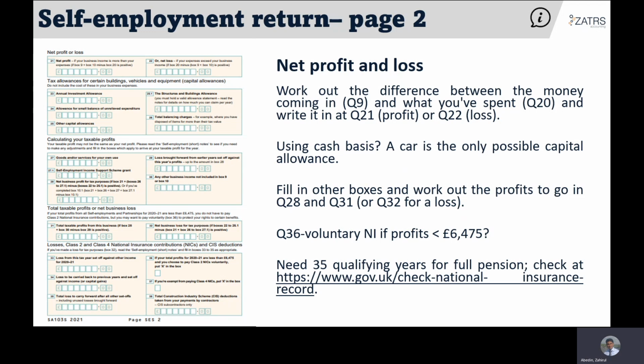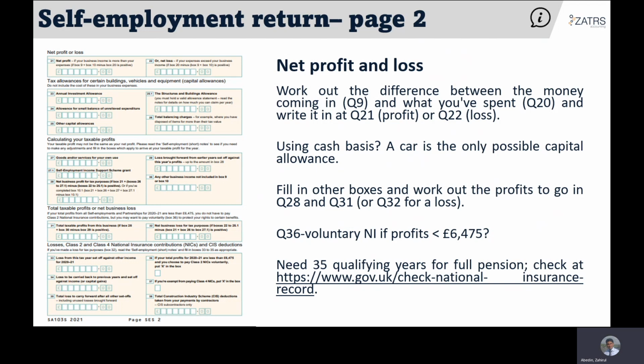Well, use the link there on the slide to check out whether you think you are going to hit the number of years you need to get a full pension, and that's 35 years. If you are going to fall short of that number, it may be worthwhile making voluntary contributions at this point in time. So check your record. If you think it would be useful to you, put a cross in the box, and HMRC will come back and ask you for those voluntary contributions. Well, they are not necessary if you are above the threshold because you are going to be paying national insurance anyway.